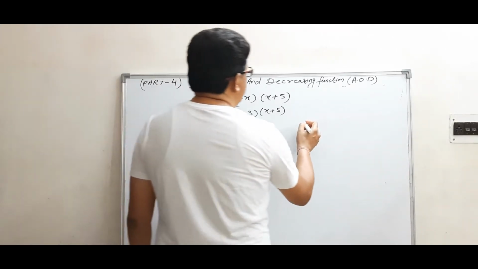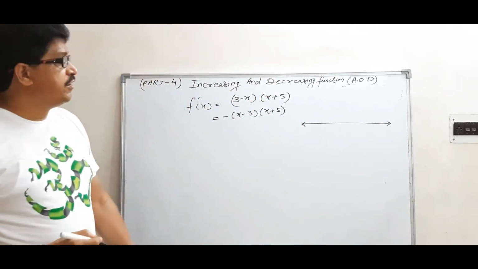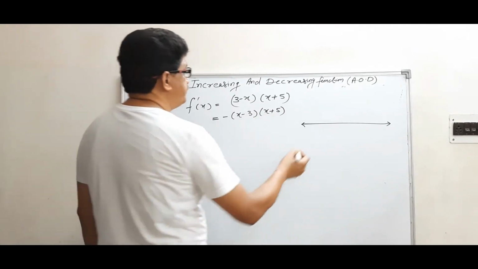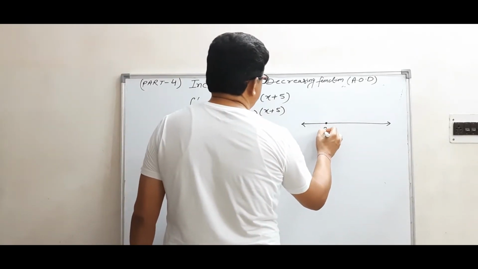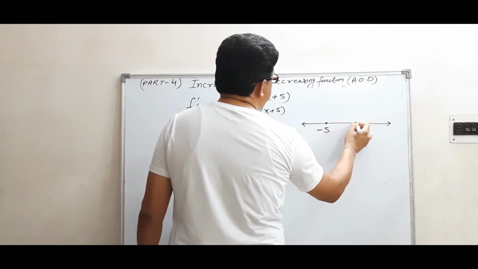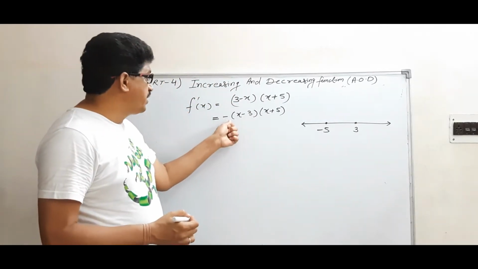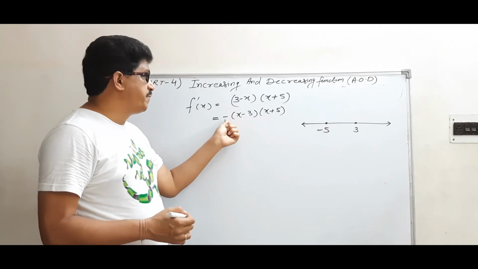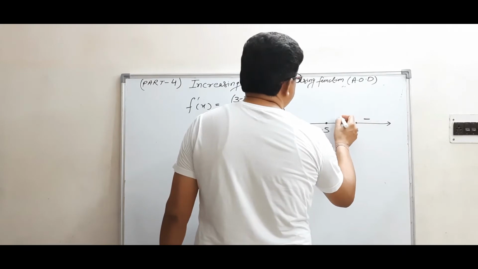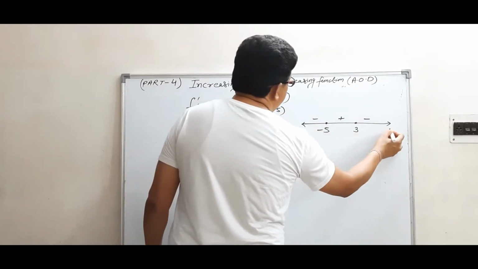And now we use the number line. From this we will get x equal to 3 and x equal to minus 5. 3 and minus 5 are on this side, 3 is this side. But before these two brackets, a minus sign is there. So we have to start with the minus sign: minus, plus, minus. Here we have minus infinity, here we have infinity.